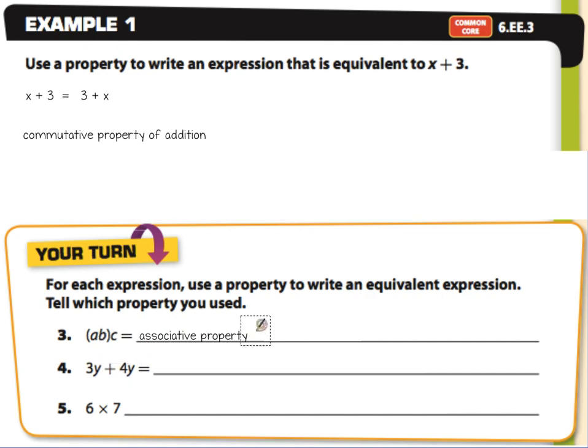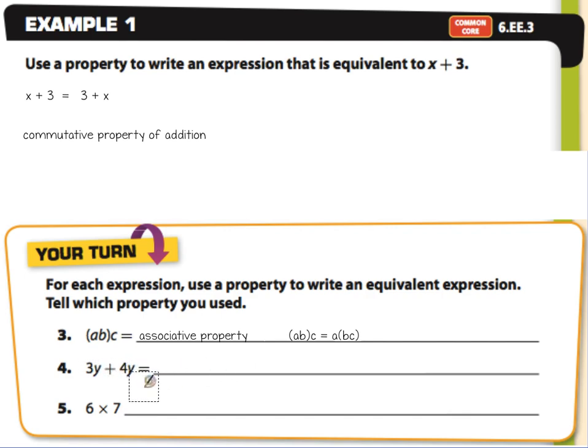Here we have A and B that are grouped together. So instead of multiplying A times B and then multiplying C, we're going to change it to A times the quantity B plus C. Now you have made an equivalent expression to the quantity AB times C by changing it to A times the quantity B plus C. Simple, I know, but it gives us a good start.